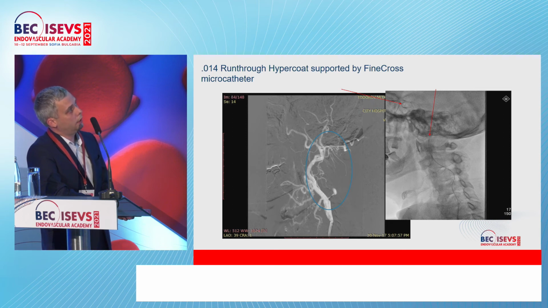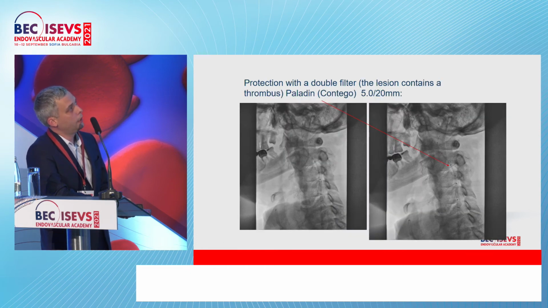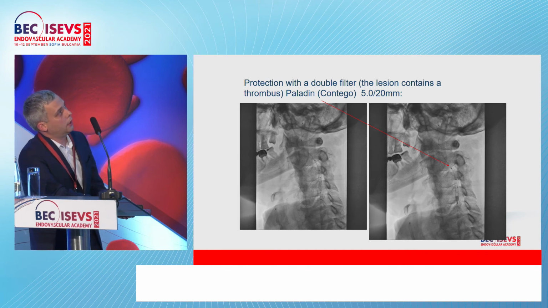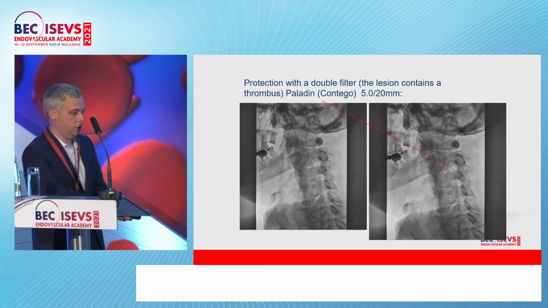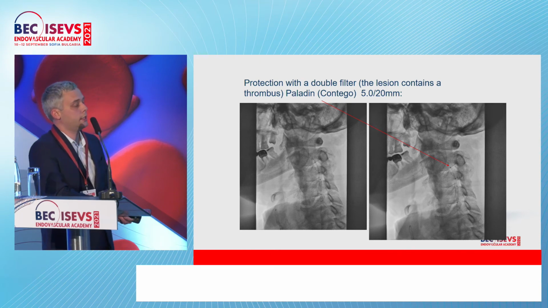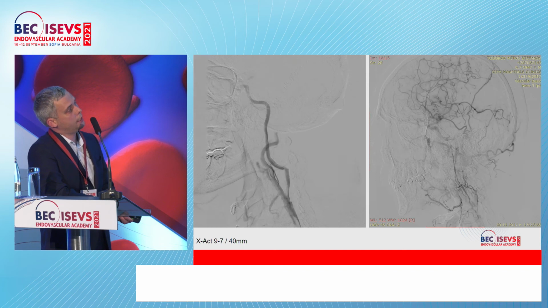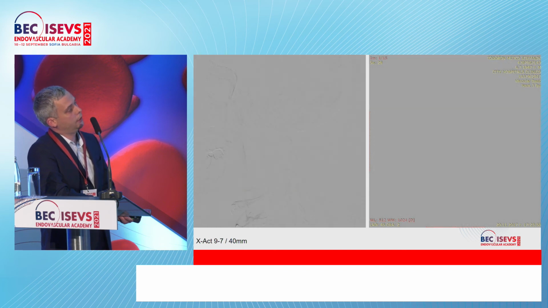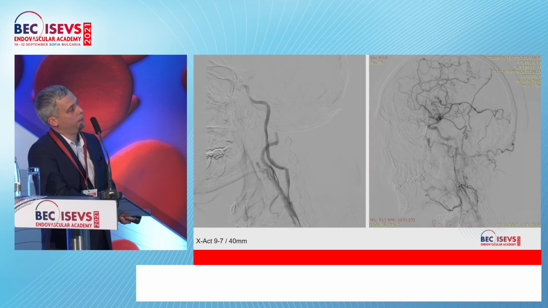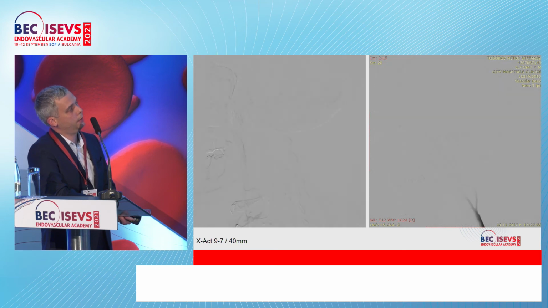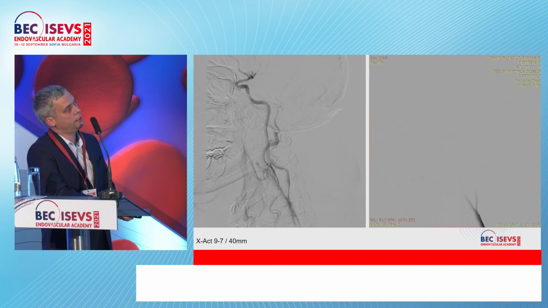So the lesion was crossed with a Runthrough Hypercoat guide wire and a fine-cross microcatheter. After that, the protection was placed, and then the Paladin balloon was used because the lesion itself contains thrombus formation, and the implantation of one Exact stent was done, 9 by 40 millimeters. So this is the final result in this case.